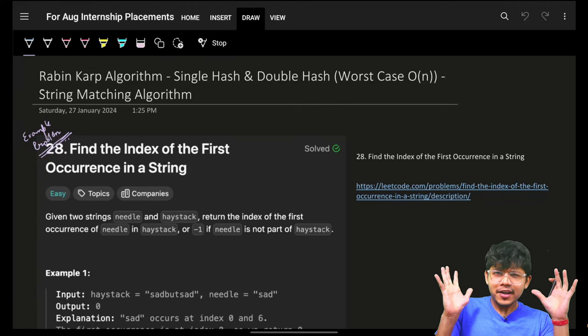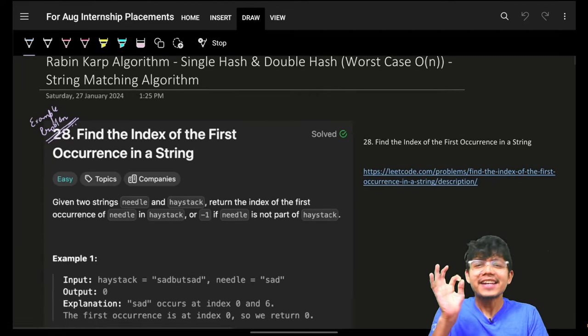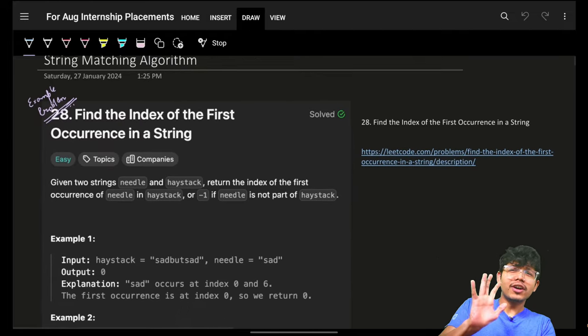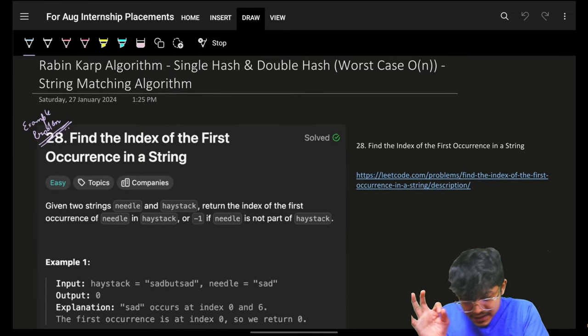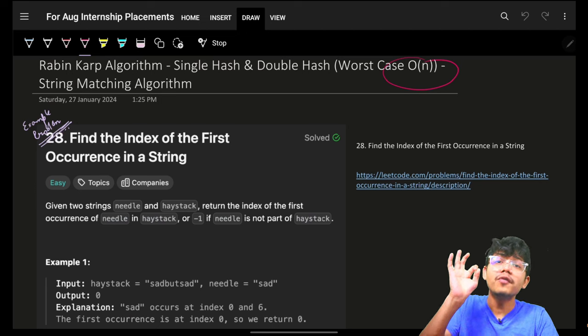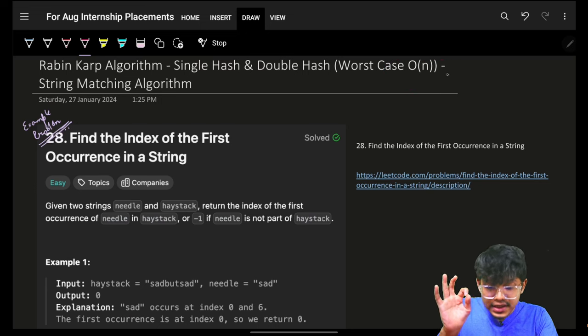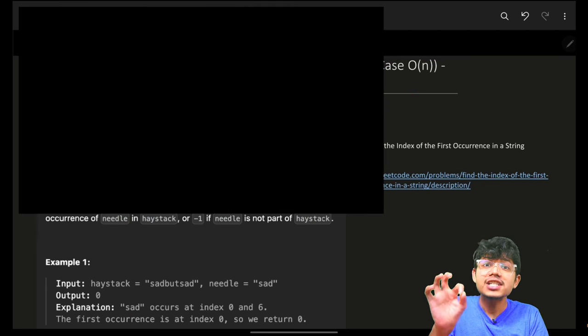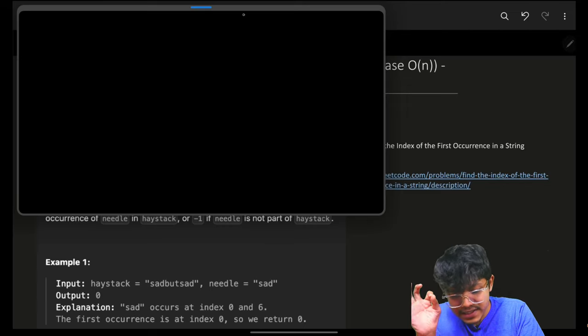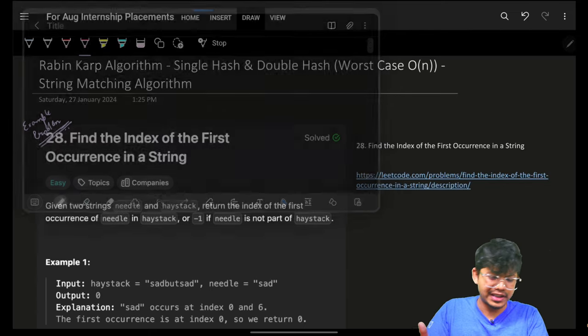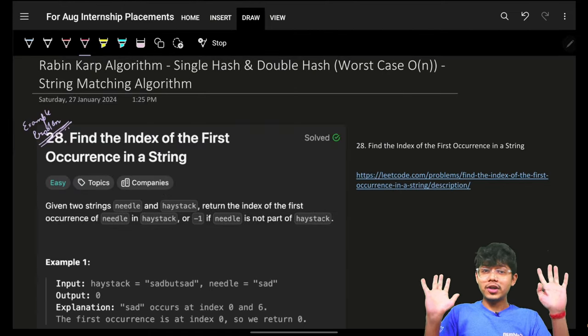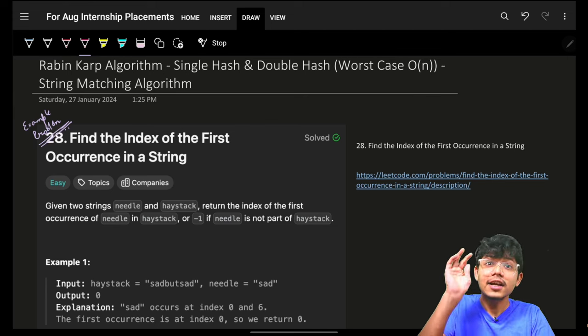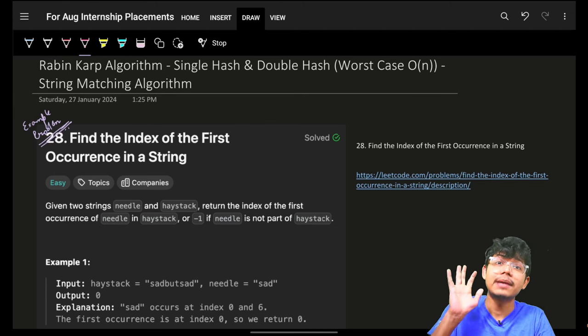In this video, after a long wait, we are seeing the Rabin Karp algorithm. Now, it's not like other Rabin Karp. We will see the worst case is O of n plus m time. So in this, you will see single hash and double hash. Both we will be seeing. Usually, people just tell you the single hash one. The entire thing which you have learned is single hash, but then we will see the worst case O of n plus m algorithm of Rabin Karp.